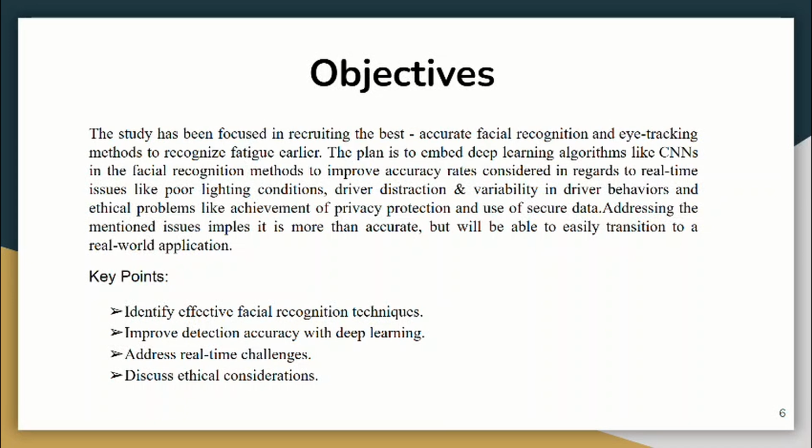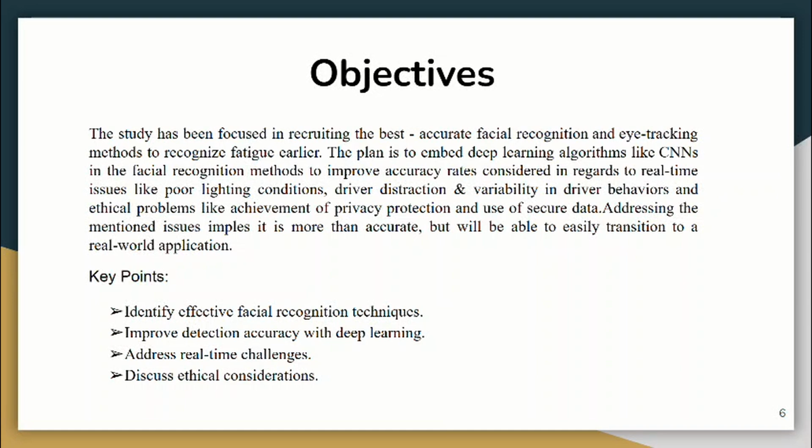Point number two, boost accuracy with deep learning. Convolutional neural networks are trained on diverse driving condition datasets so that the system performs reliably even in low light, with occlusions such as glasses, and across different driver ethnicities and behaviors. Point number three, solve real-time deployment challenges. The model is optimized to run on device at video frame rates, overcoming issues such as poor lighting, motion blur, and camera vibrations that occur in actual vehicles.